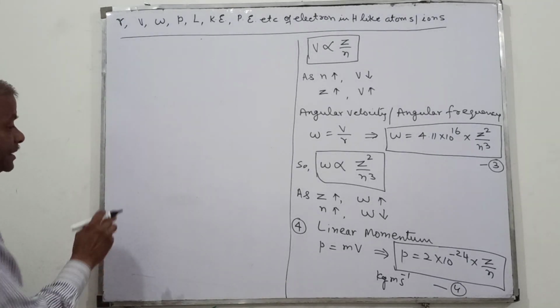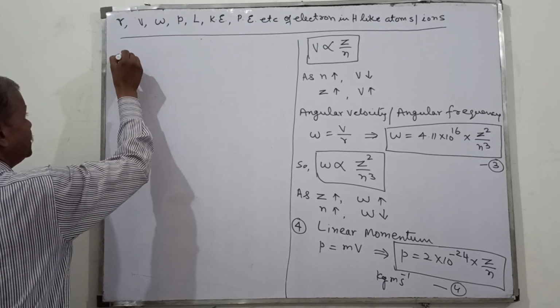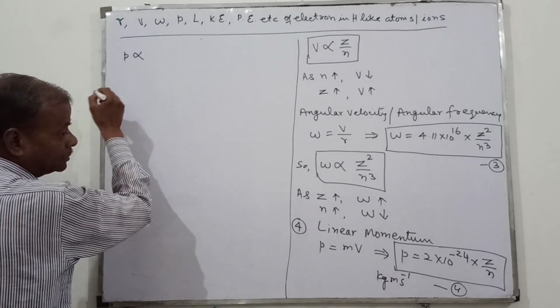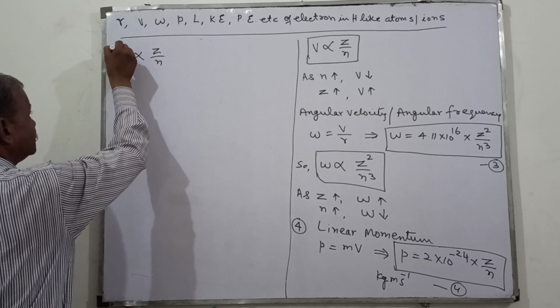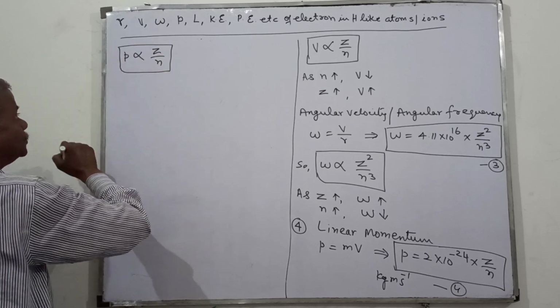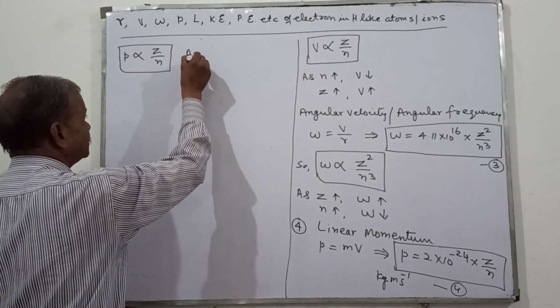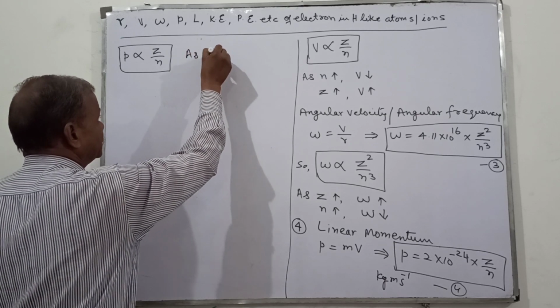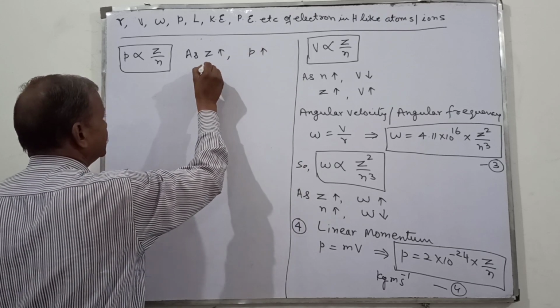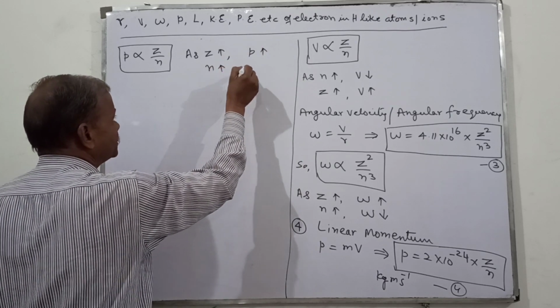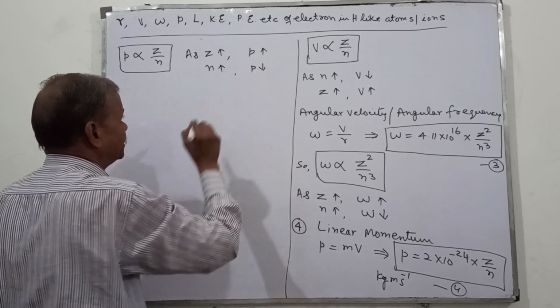So we can see that P is proportional to Z upon n. As Z increases, the linear momentum also increases. If n increases, then P decreases.